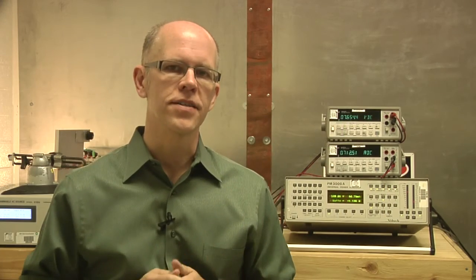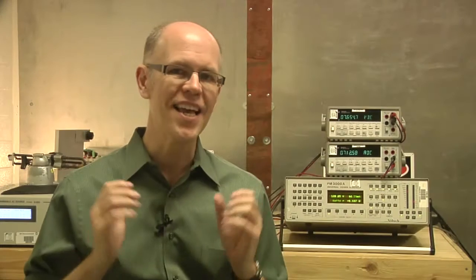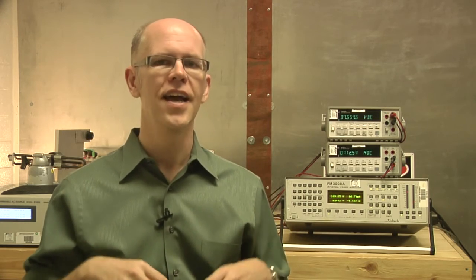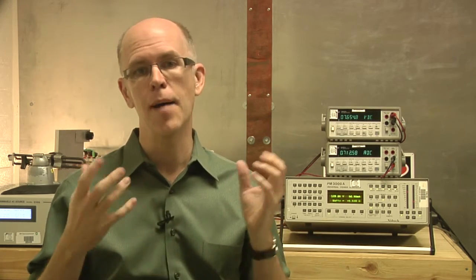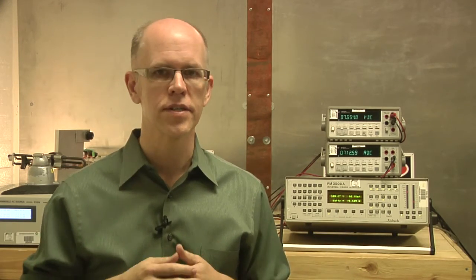There are some distinct advantages of the classical approach. First, you can easily achieve precise current regulation, and the implementation of this is well understood as it is used by most power supply designers. This approach also makes it easy to implement overvoltage protection in the event that the LED string accidentally becomes open due to a loose wire or a manufacturing defect. Because the LED current is directly sensed, the feedback adjusts for any variation due to temperature, component variation, and the changes in the input voltage, so it can operate reliably across a wide range of operating conditions and manufacturing variations.